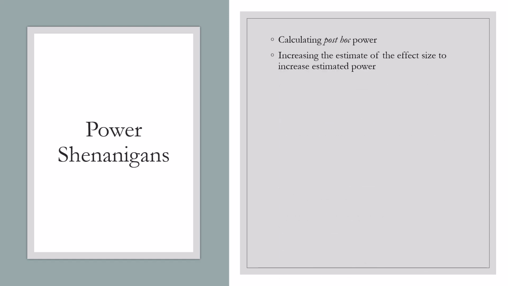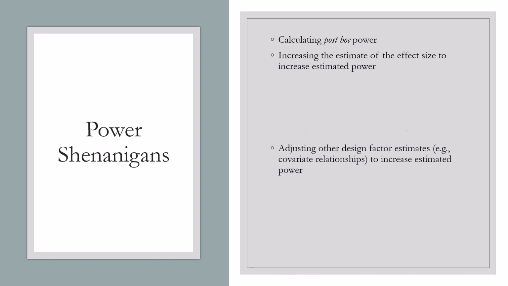Another one is increasing the estimate of the effect size for the purpose of increasing our estimate of power. We don't do anything to the treatment in order to increase the effect, but yet we don't have high enough power, so we're going to mess around with the effect size until we do. I already mentioned that I consider this unethical practice.